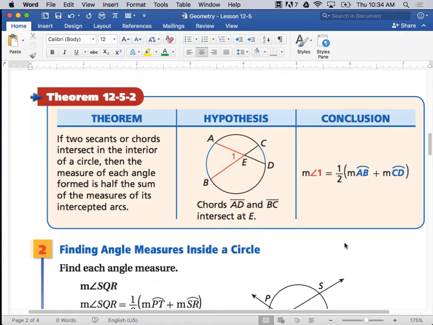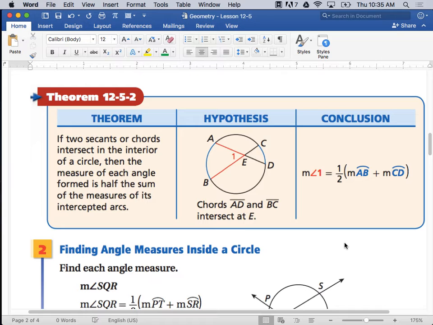Okay. Now, for this one, what if I have two chords that intersect? I have this angle and this angle. How can I solve for this one? Well, in this case, these angles are equal to the average of the two arcs. Okay, how do you find the average? You add them up. Put your phone away, Marcus. You know better than that. You add them up, and you divide it by 2.